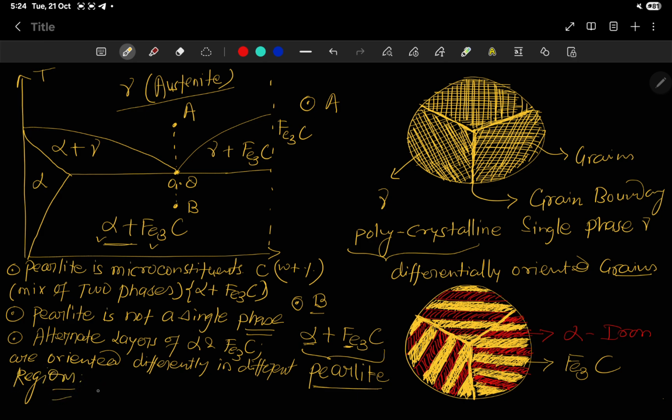And these different regions are called colonies. You can see here that it is oriented like this, here it is oriented like this, here it is oriented differently. So these are called colonies. So this is all about microstructure evolution.